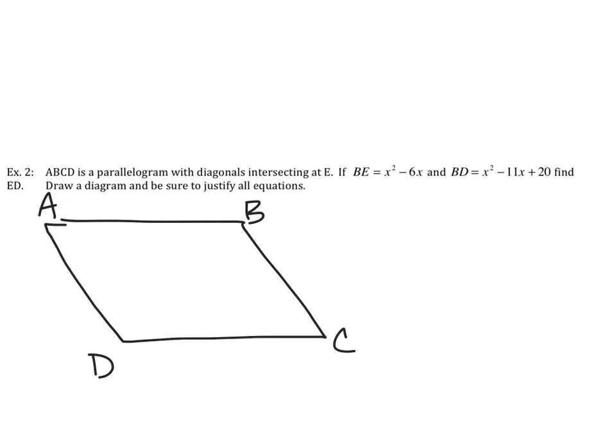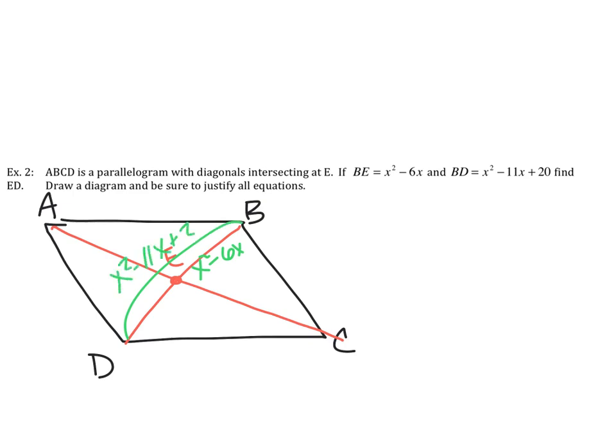Okay, so it says ABCD is a parallelogram with diagonals intersecting at E. So I need to draw my diagonals now. Diagonals are something that attach corner to corner, vertex to vertex. Okay, so they meet at E. And it says if BE is x squared minus 6x, and BD, so the whole thing, is going to be x squared minus 11x plus 20.